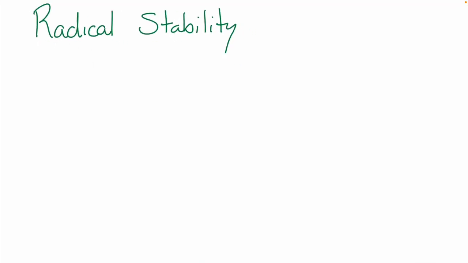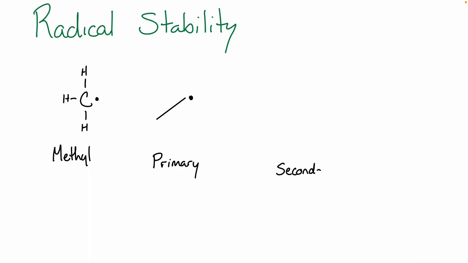We talked about carbocation stability and how it depended on the degree of substitution of that carbon. And we see the same thing here. So it turns out that a methyl radical, right, this would be a methyl radical, has a different stability than a primary radical, where that radical forms on a primary carbon. All right, take a second to draw me a secondary and a tertiary radical.